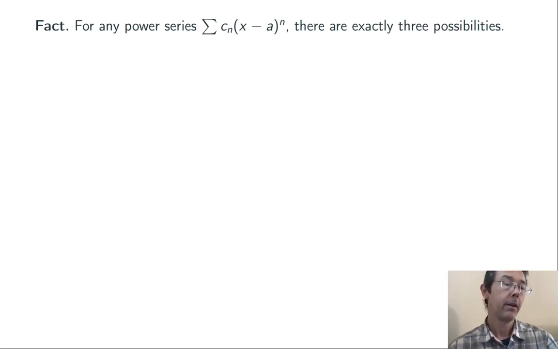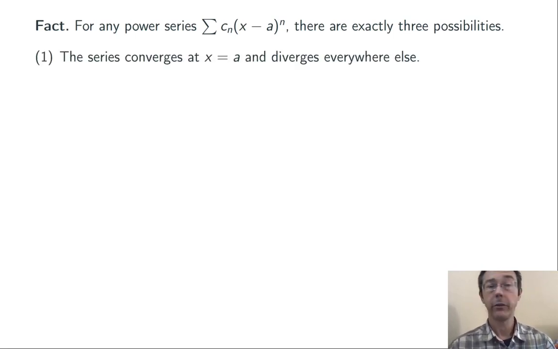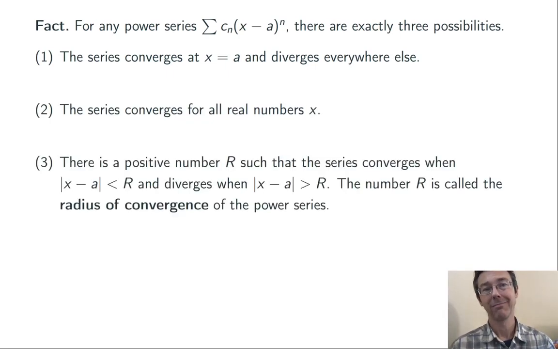That's true in general, and that's summarized by this fact. For any power series, sum c sub n, x minus a to the n, there are exactly 3 possibilities. 1, the series converges at the center, x equals a, and nowhere else. 2, the series converges everywhere, for all real numbers x. And 3, the power series converges within a radius of that center. To say that a bit more mathematically, it converges for absolute value of x minus a less than r, and diverges for absolute value of x minus a greater than r. The number r in that case is called the radius of convergence.